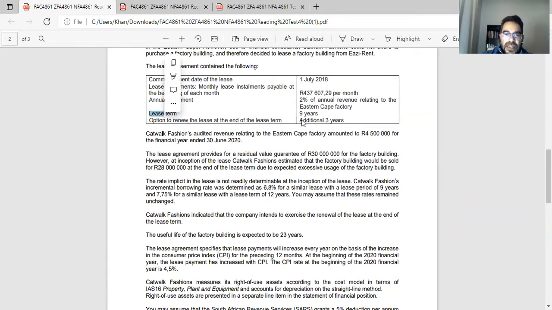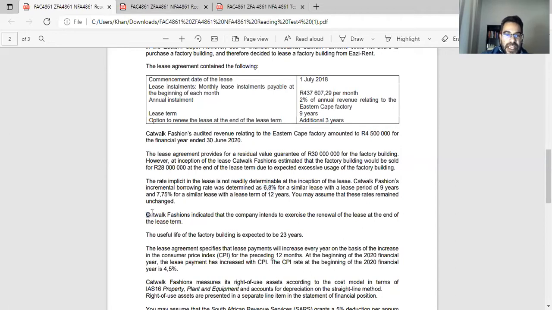Okay, I probably forgot this. Lease term over here is 9 years. There's an option to renew the lease term at the end of the lease for an additional 3 years. That's why they're giving you a rate for 9 years and a rate for 12 years. Remember the principle: at inception, if we expect to renew the lease, then the lease term is 12 years. If at inception we do not expect to renew the lease, then it will just be the 9 years.